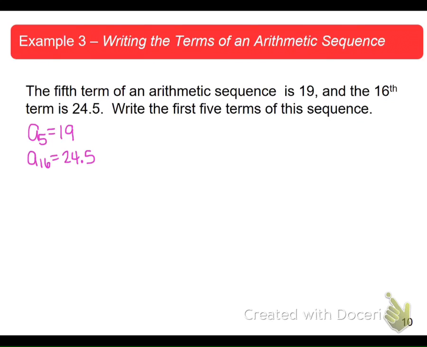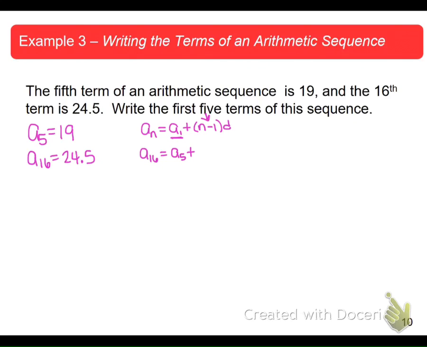I can use that formula that we used, a sub n equals a sub 1 plus n minus 1 times d. But be careful, because before, the number we always used here was our n because we started with a sub 1. So that's why we had the n minus 1 there, okay? But on this one, we're going to use our a sub 16 equals our a sub 5.